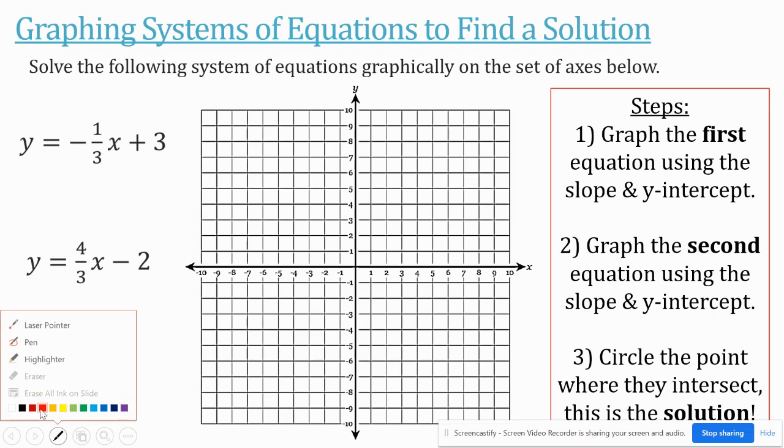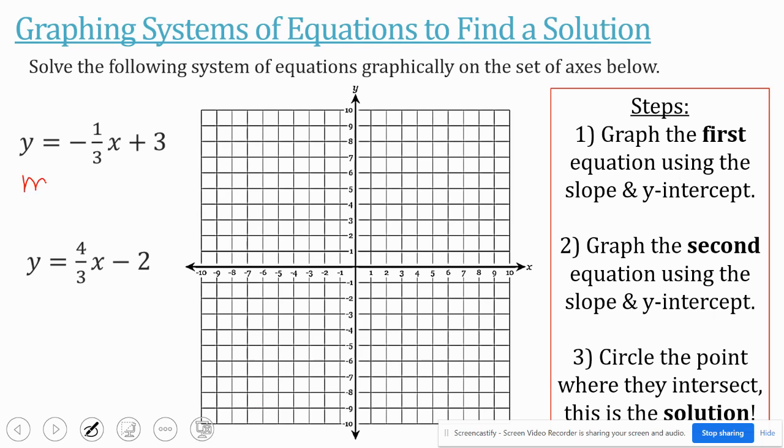I'm going to do this in red. Our slope is -1/3, and it's already a fraction, so we don't have to do anything there. And our y-intercept is positive 3. So I'm going to graph this line in red. Remember, when we're graphing, we always start with our y-intercept, which is where y is equal to 3. And then our slope is -1/3, so that means we're going to go down 1 and to the right 3. And I'm going to continue that.